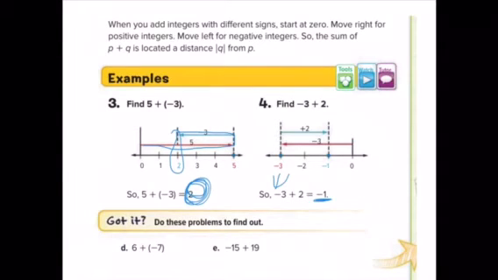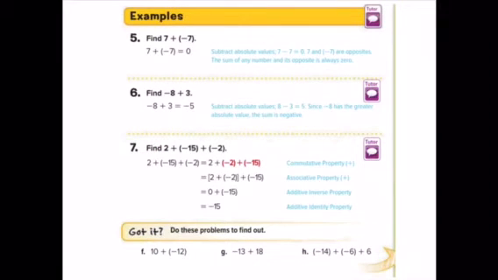7 minus 6 is 1. -7 has the greater absolute value, so our result should be -1. 19 minus 15 is 4. Our answer is going to be positive because 19 has the greater absolute value. The next slide, some more examples.